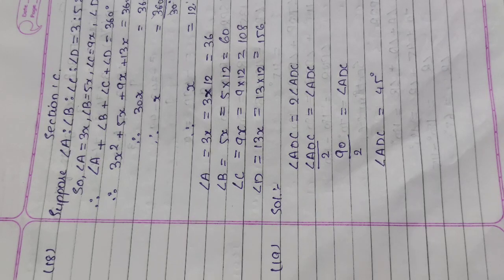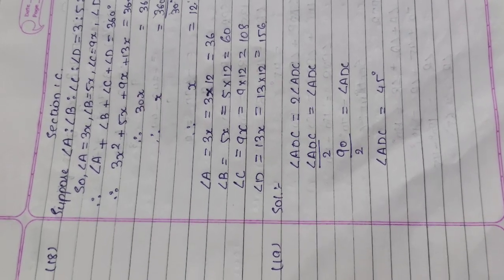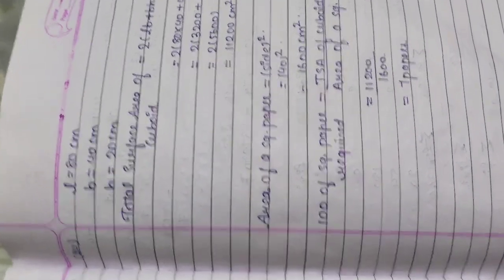Angle AOC is equal to angle ADC as per the question. So angle AOC divided by 2 is equal to angle ADC. Angle AOC is given as 90 degrees as per the question. So obviously angle ADC is 45 degrees. So now we are moving on to question number 20.